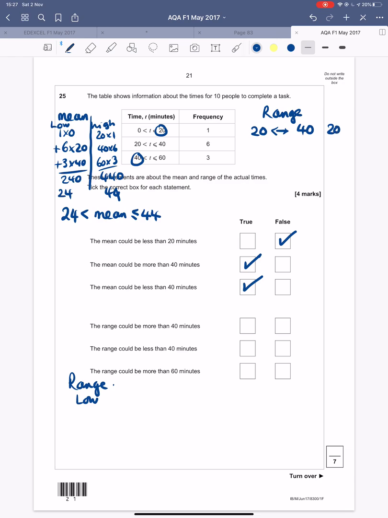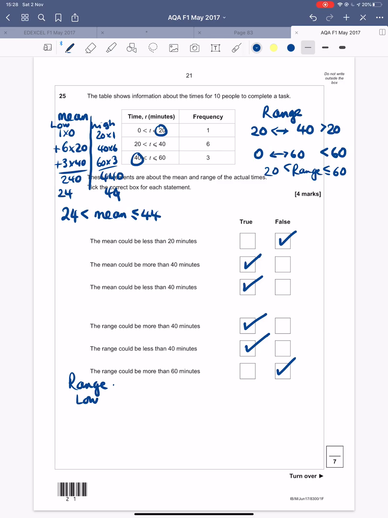So the range has always got to be greater than 20. And the other end of the scale, it could go from 0 up to 60. So the range is always going to be less than 60. So 20 is less than the range, less than or equal to 60. Okay, so what this means, the range could be more than 40, true. Less than 40, true. More than 60, false.